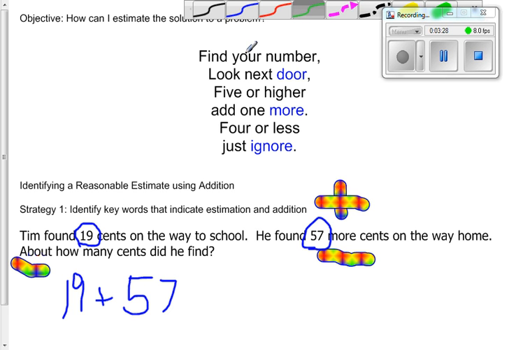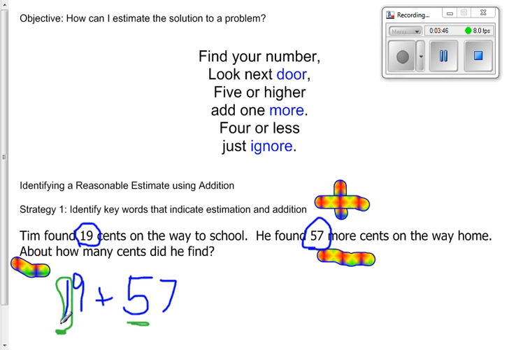So using our rounding poem, we're going to find our number. So we're going to want to round to the tens place because it's the greatest place value of both of our numbers. So we found our number. I'm going to circle our number also. And we look next door. Circle our tens place and look next door. Now, 5 or higher, add 1 more.